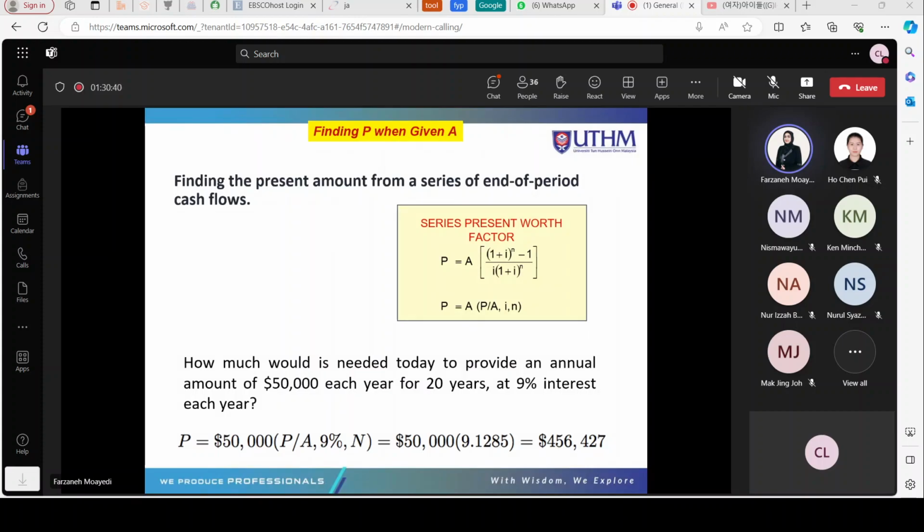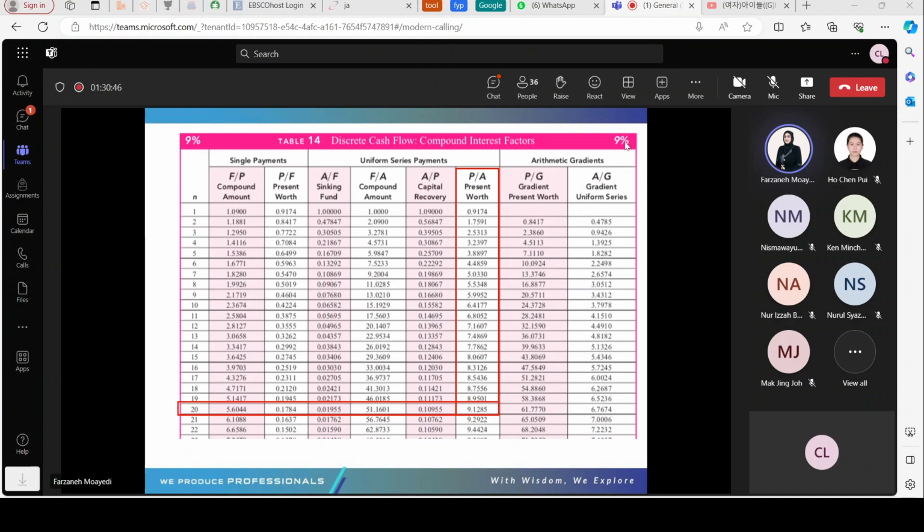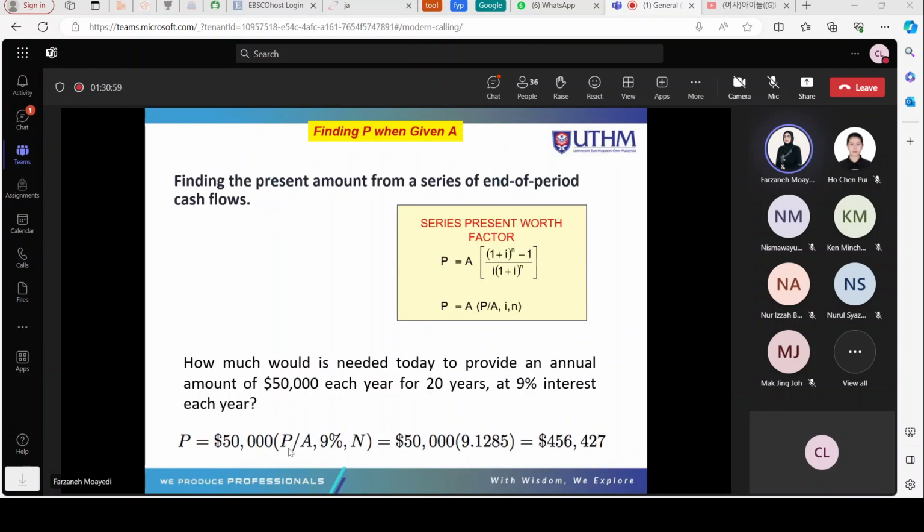So again, what you need to do is go and find the table of 9%. Okay, good, we have it. You need to come down to the year 20 because that was in the question. And then all you need to do is look for the column of P/A, exactly the same thing that you have written by yourself.